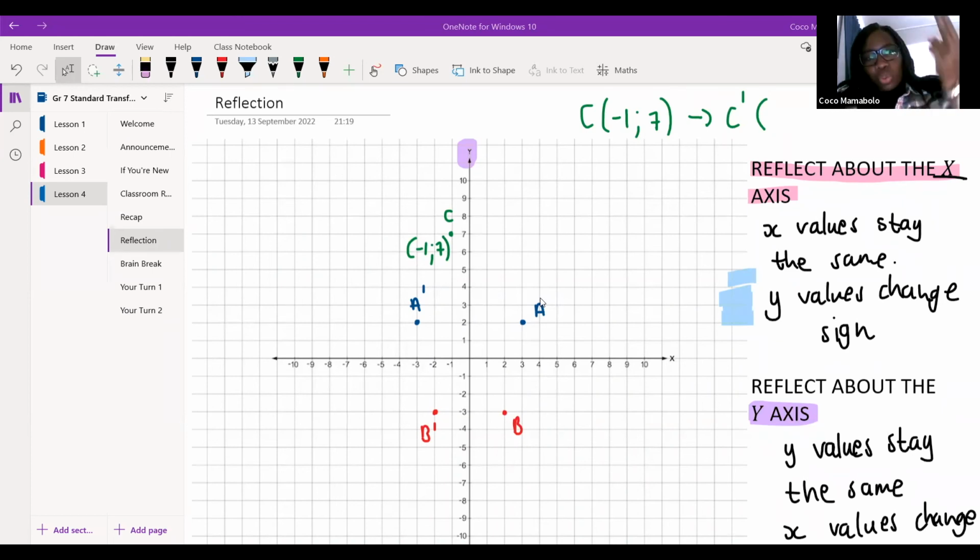Emi, remember, don't switch them around. Change the sign of the X value. Hermione, you've done the exact same thing. Be careful, guys. Don't switch your X and your Y around. My X value will change from -1 to +1, and my Y value will be exactly the same.